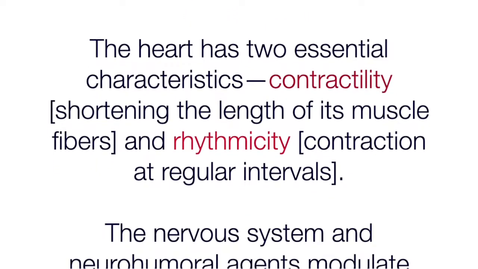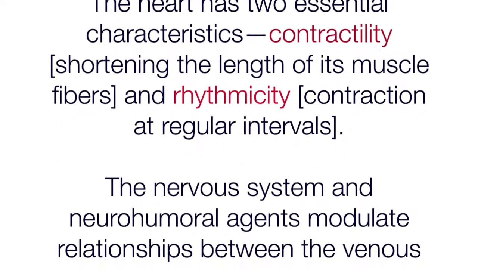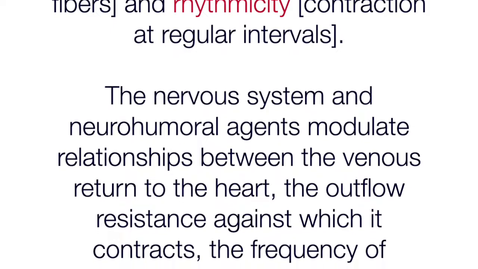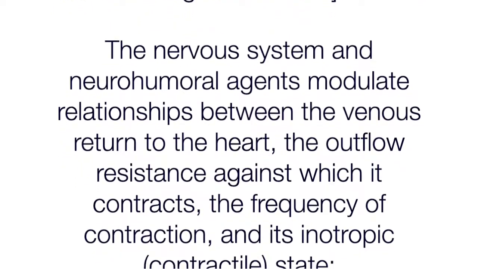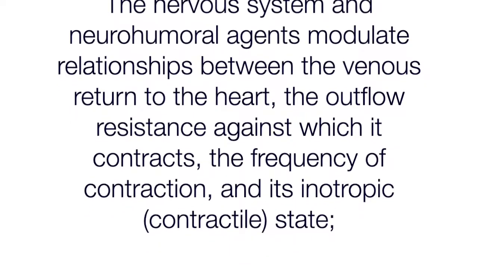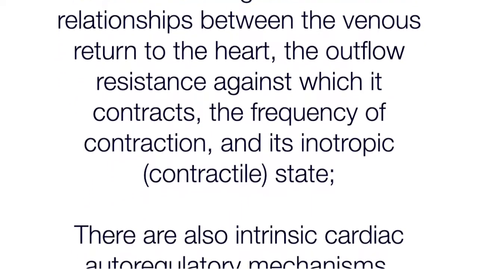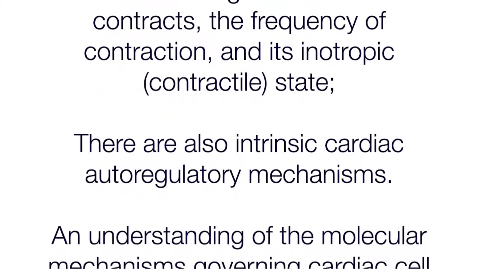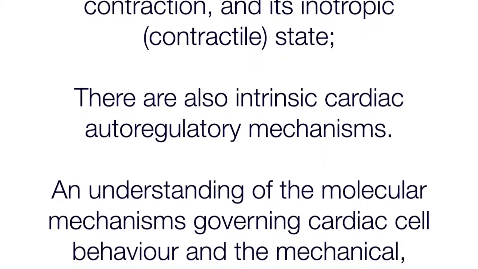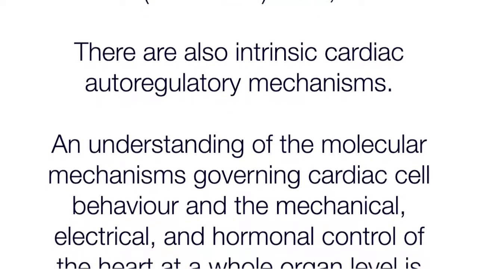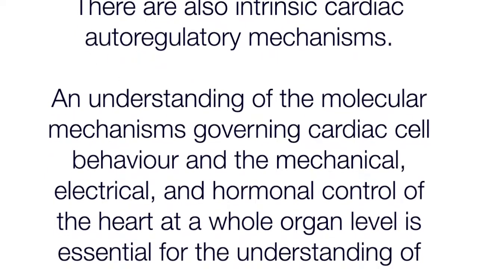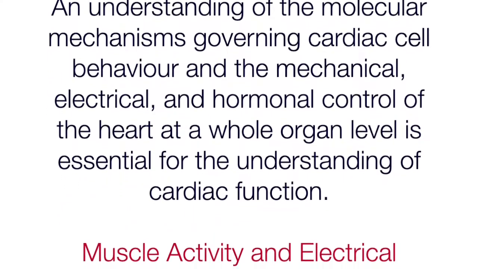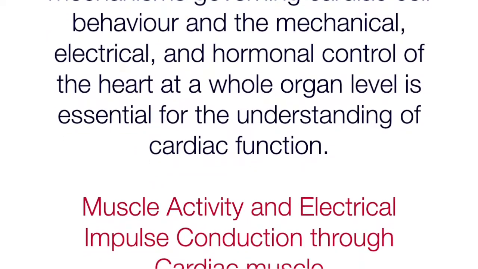The nervous system and neurohumoral agents modulate relationships between the venous return to the heart, the outflow resistance against which it contracts, the frequency of contraction, and its inotropic, that is contractile, state. There are also intrinsic cardiac autoregulatory mechanisms. An understanding of the molecular mechanisms governing cardiac cell behavior and the mechanical, electrical, and hormonal control of the heart at a whole organ level is essential for the understanding of cardiac function.